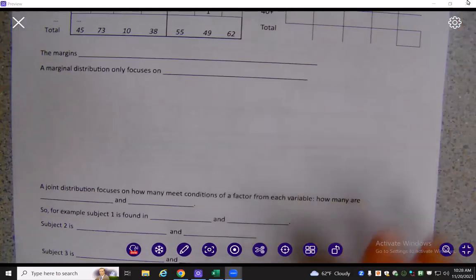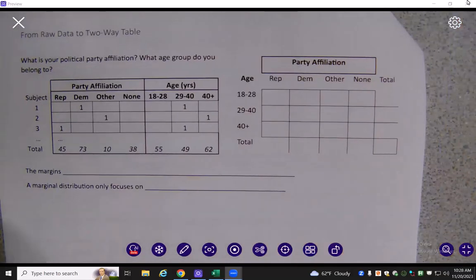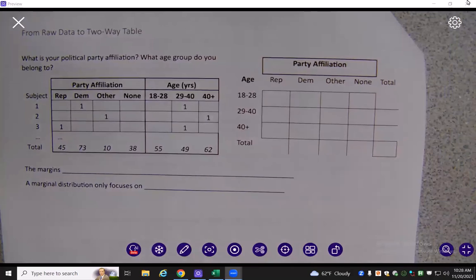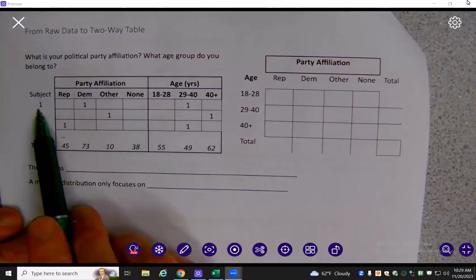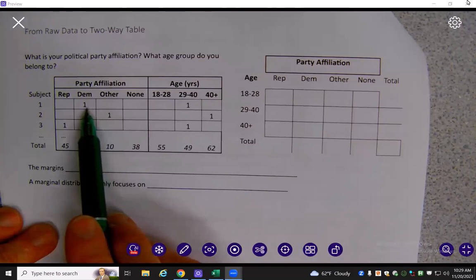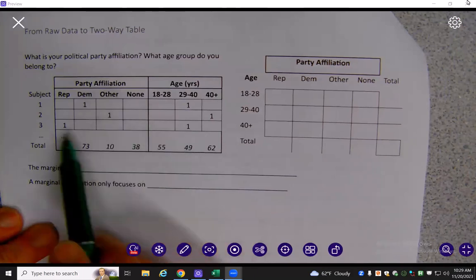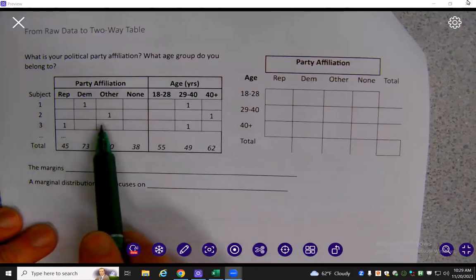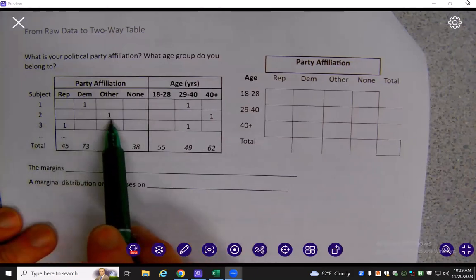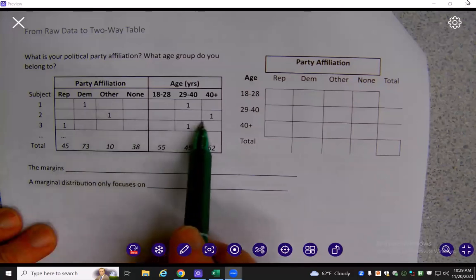We're going to go one more to remove the magic. What is your party affiliation and what age group do you belong to? So, two different questions. For example, subject one said, "I'm Democrat and I am in the group 29 to 40." Subject two said, "Well, I belong to some other group that you don't have listed here, and I am 40 plus."